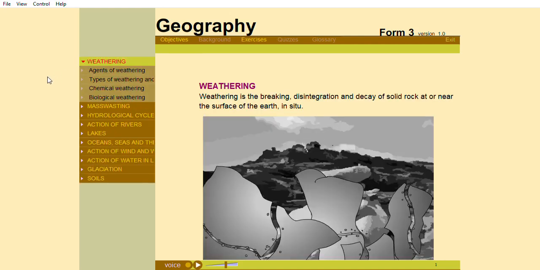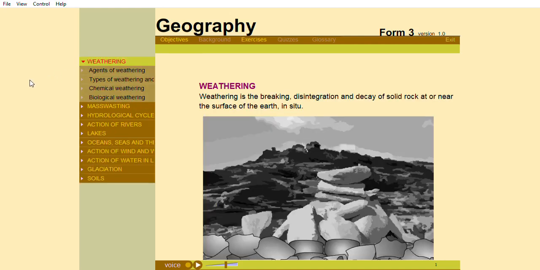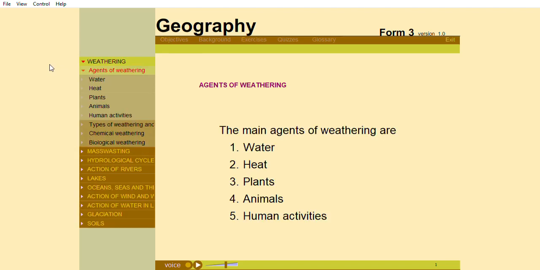Weathering can be defined as the breaking, disintegration, and decay of solid rock at or near the surface of the Earth in situ. Agents of weathering. There are many agents which cause weathering. The main agents of weathering are water, heat, plants, animals, and human activities.